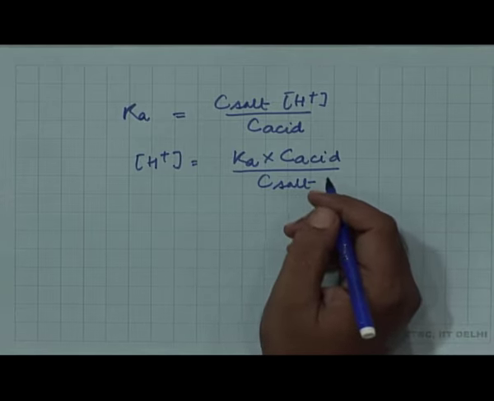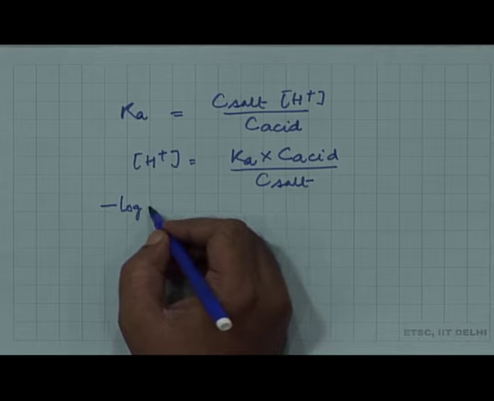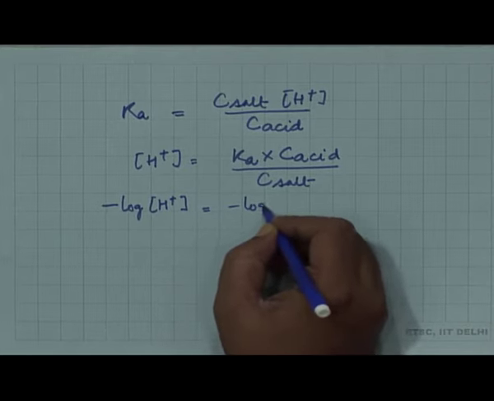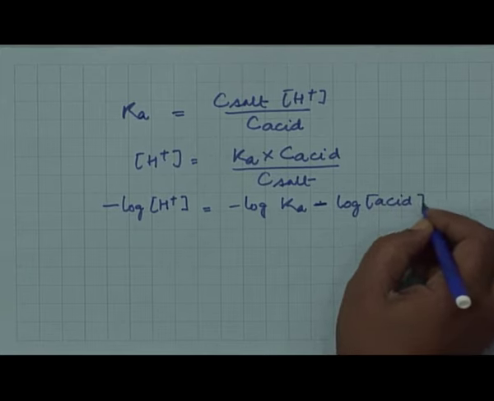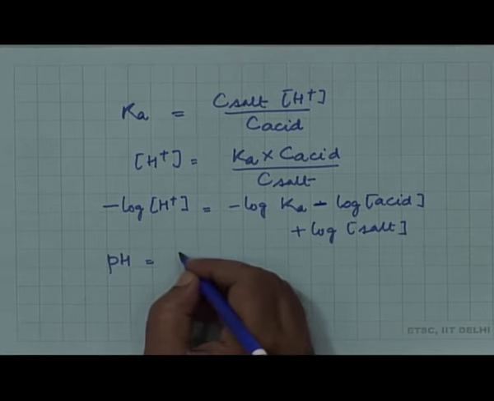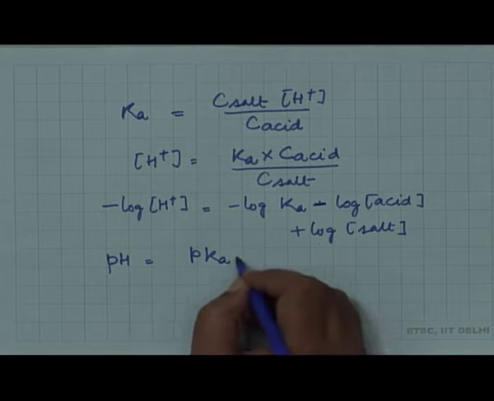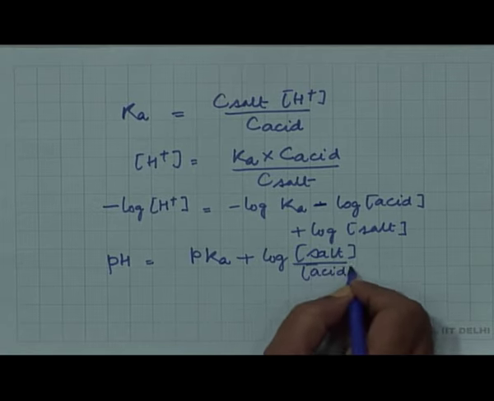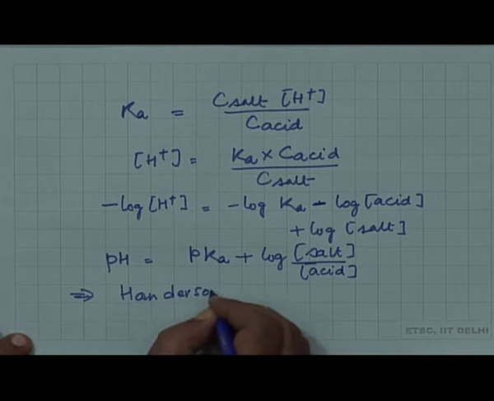Okay. So, pH is equal to minus log H plus, and minus log H plus is equal to minus log Ka minus log C acid plus log C salt, and this is, pH is equal to pKa plus log of salt by acid, salt by acid, and this is the famous Henderson-Hasselbalch equation.